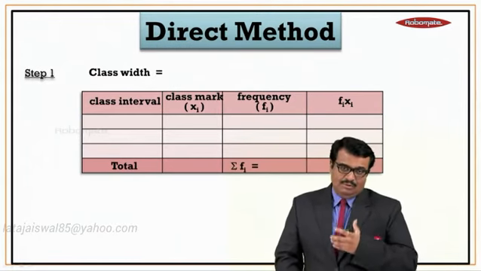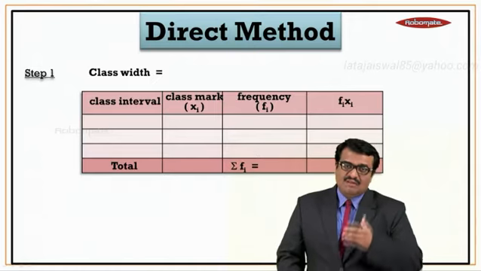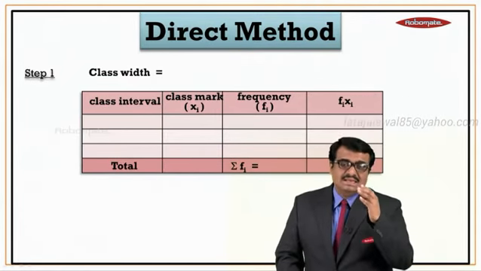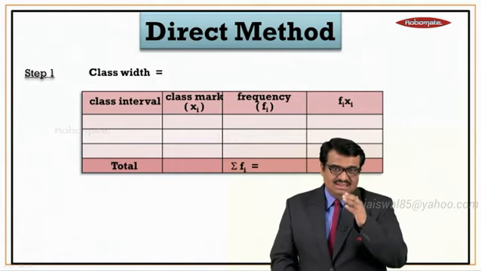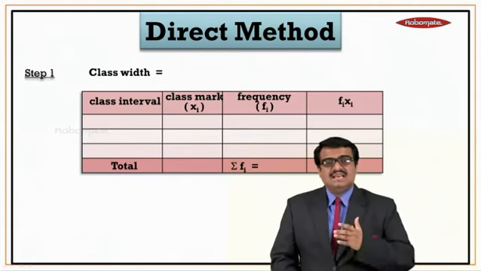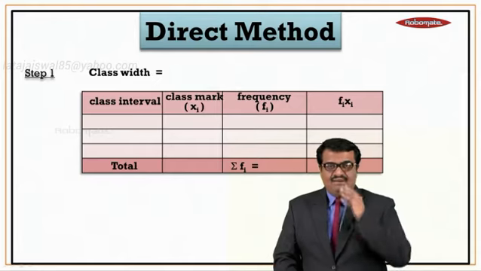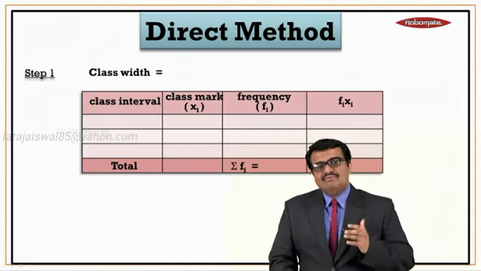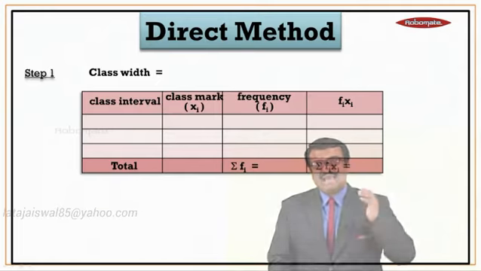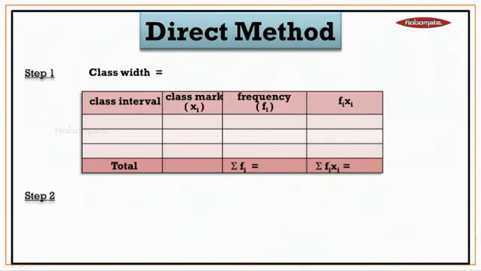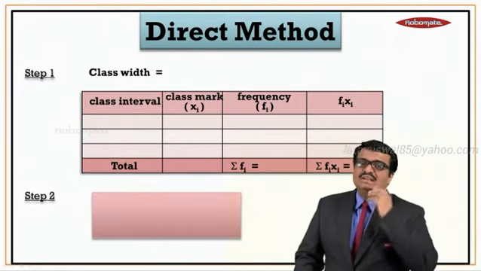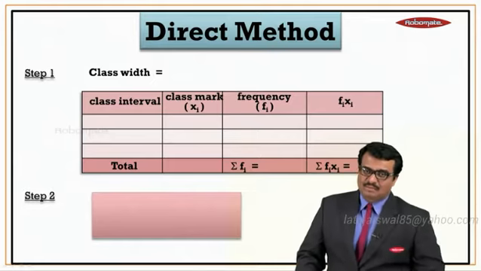by a formula. But before applying the formula, we find the total of the frequency. Adding all the frequencies, we get sigma fi. That sign is called sigma sign. Sigma means sum of fi. We find the sum of fi and we also find the sum of the last column, that is fi xi. After finding these two sums, sum of fi and sum of fi xi, we calculate the value of mean using a formula.